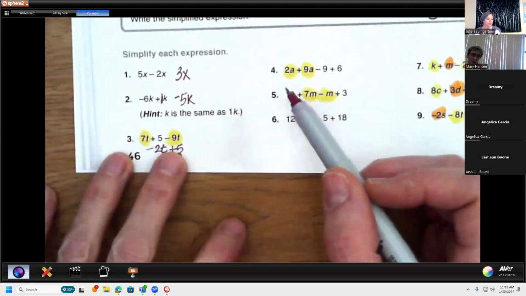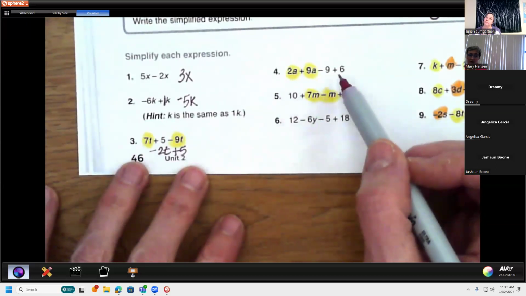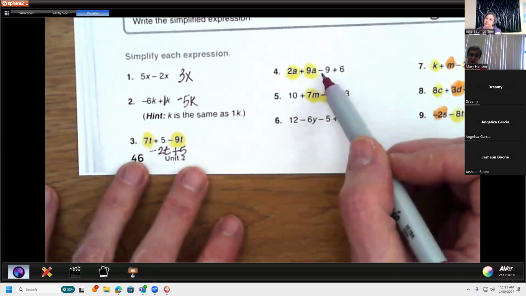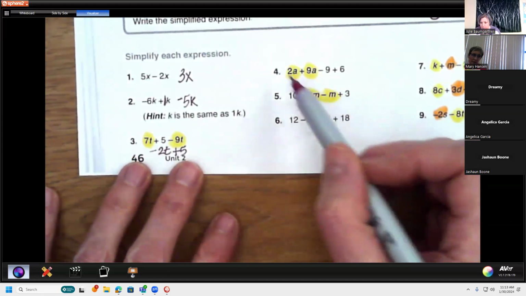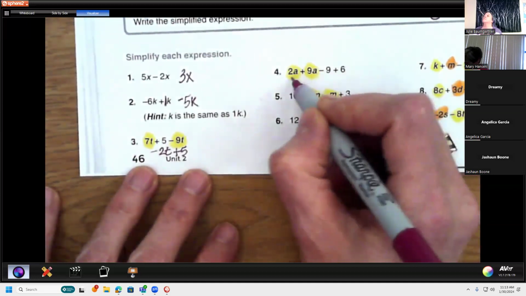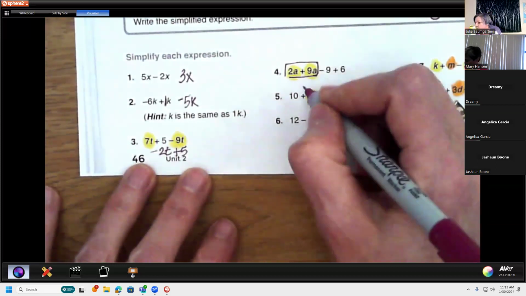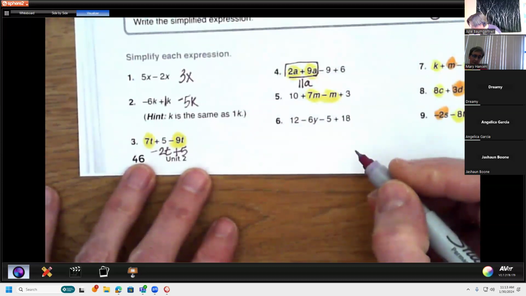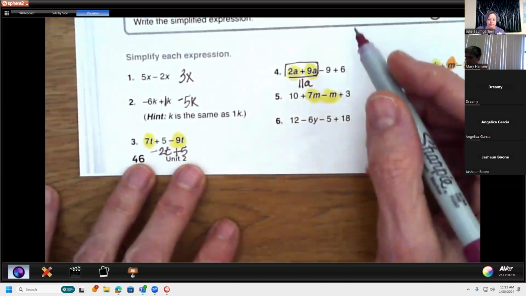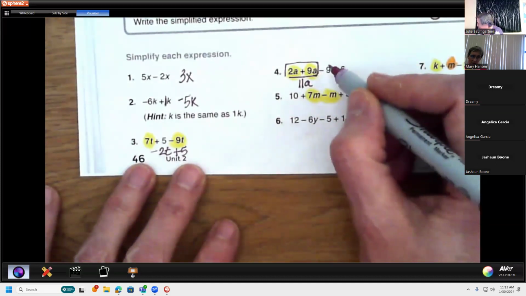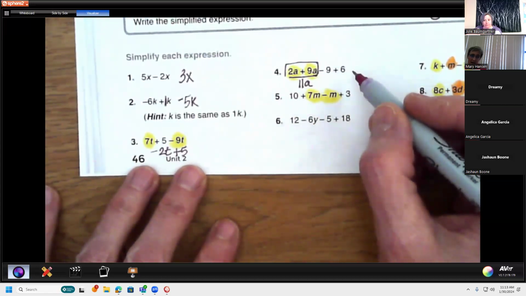So if we look at number 4, we have things that are alike in 2a and 9a, and we have things that are alike in that we just have the numbers -9 and +6. And so we can combine the things that are alike. 2a plus 9a makes 11a's. And this you can think of as -9 plus 6. We could change that subtract to add and make it a -9, or you can just look at that and say, I'm going to call that -9 plus 6.